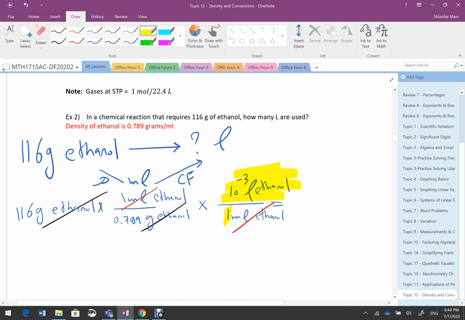one, and this one, and this one, and this one, and this one. Okay, so what is the answer here? So the answer here is 0.1470.